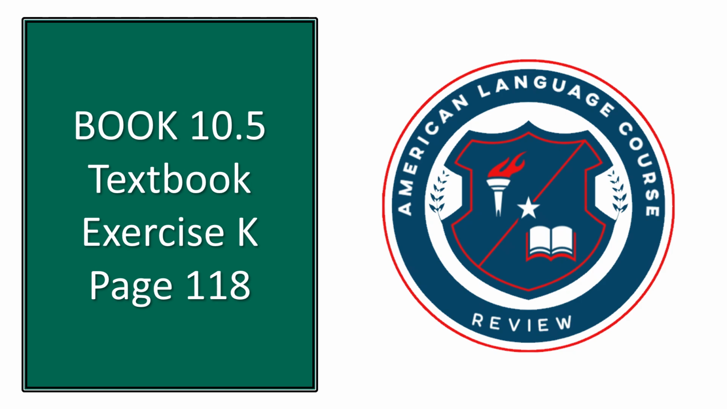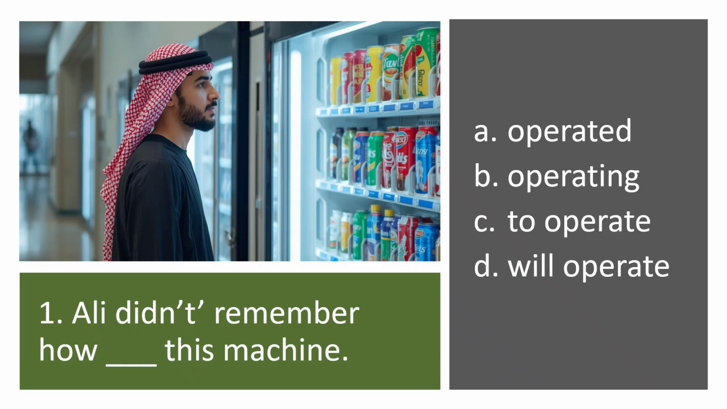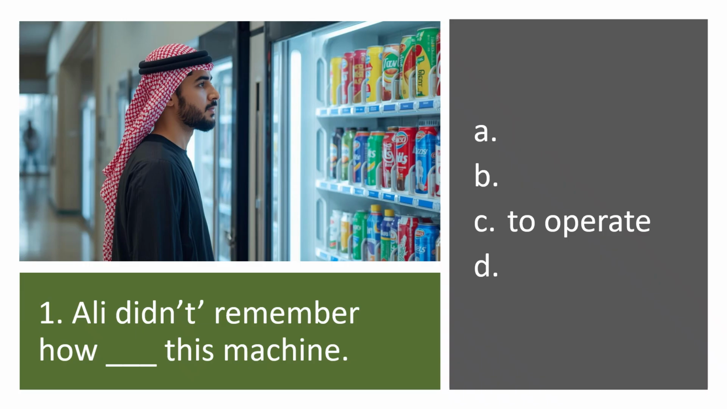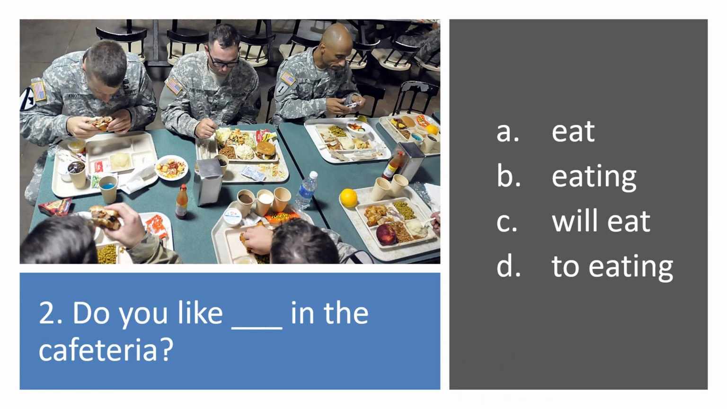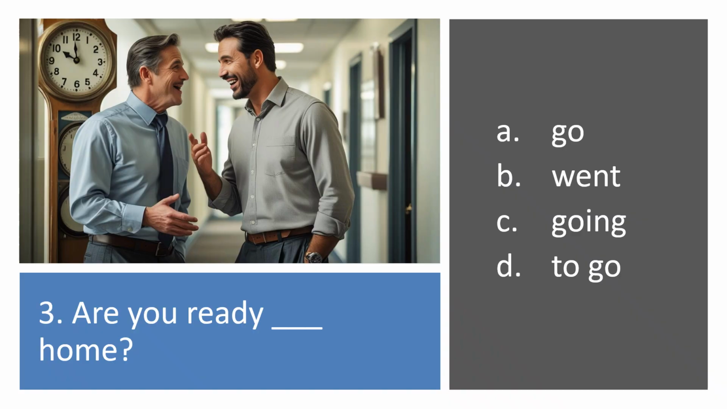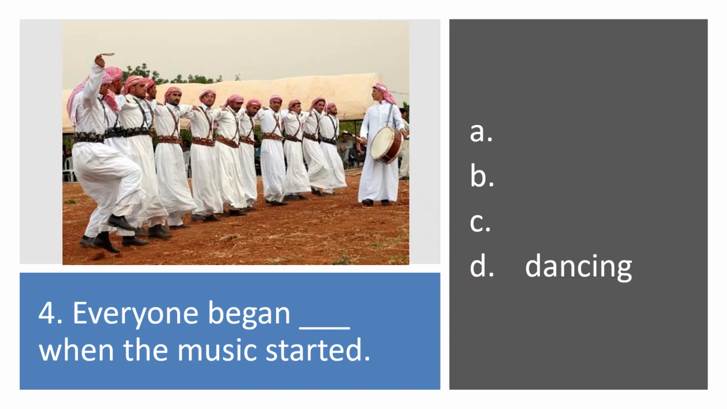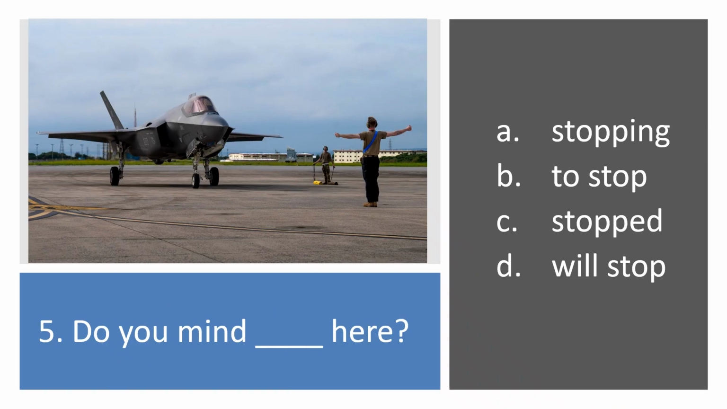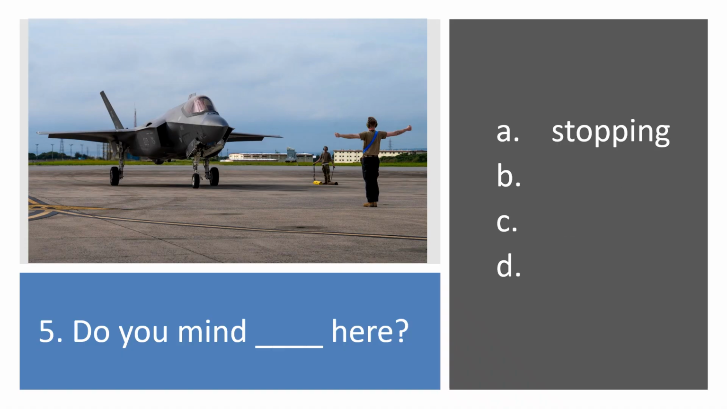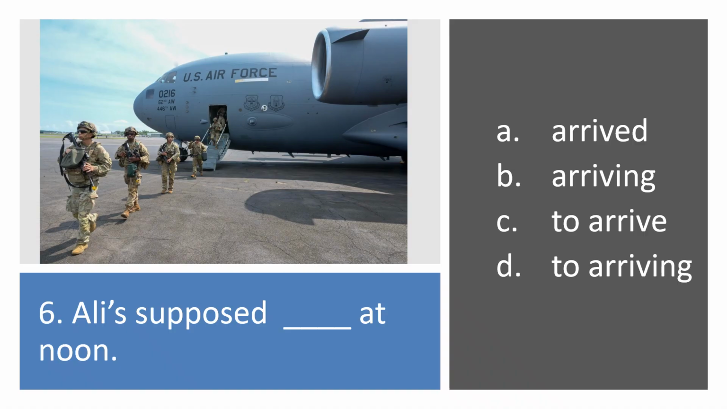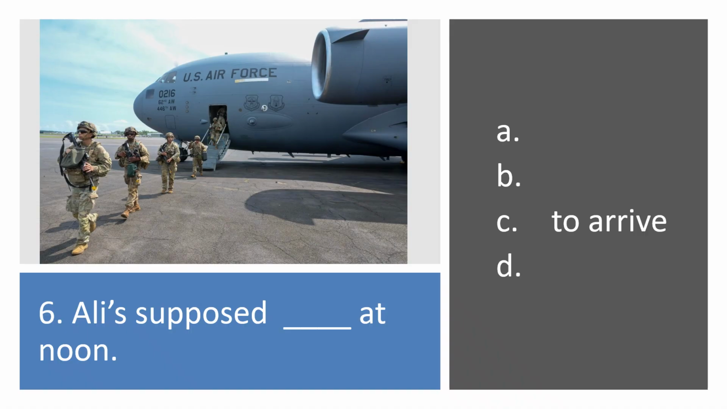Book 10, Lesson 5. Textbook Exercise Kilo. Page 118. Choose the correct answer. Ollie didn't remember how to operate this machine. Do you like eating in the cafeteria? Are you ready to go home? Everyone began dancing when the music started. Do you mind stopping here? Ollie's supposed to arrive at noon.